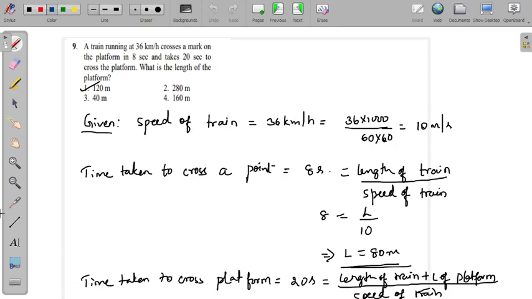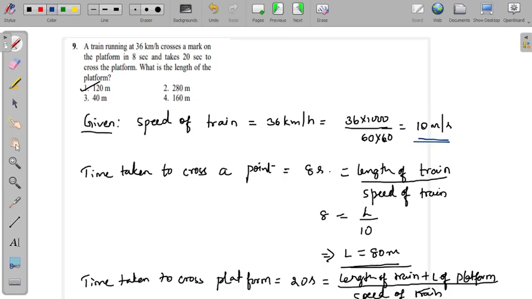Time taken to cross a point is equal to 8 seconds. So, there is a point on the platform they had given. So, time taken to cross that particular point is 8 seconds. So, length of train is always calculated using length of train divided by speed of train. Length of train we don't know, so we have to keep it as it is. L divided by speed of train, which we calculated as 10 meter per second. So, length of train comes out to be 80 meter.